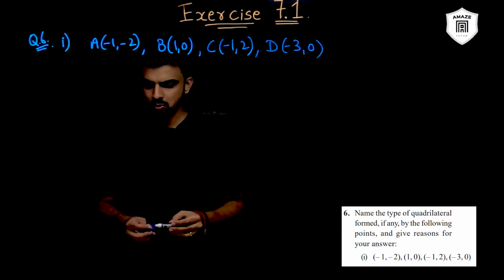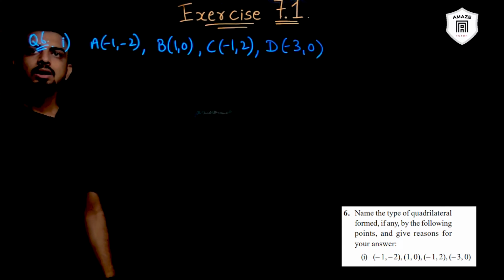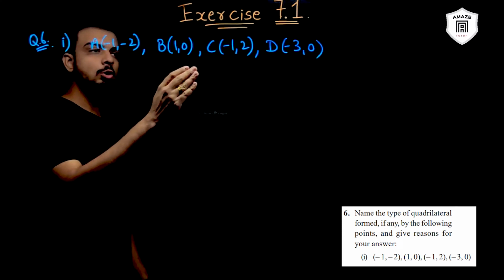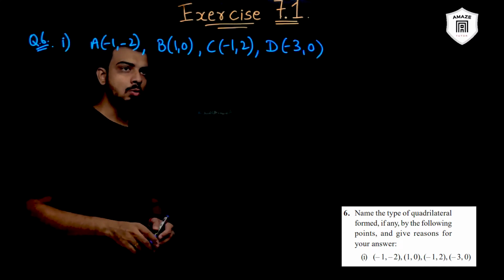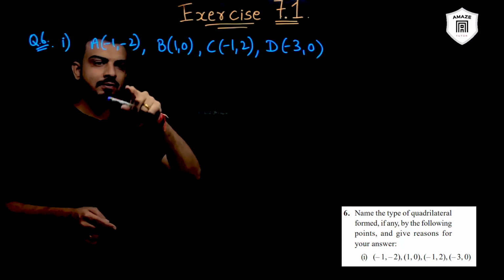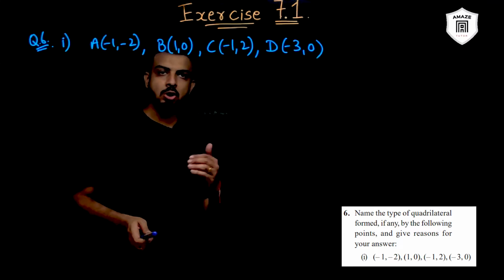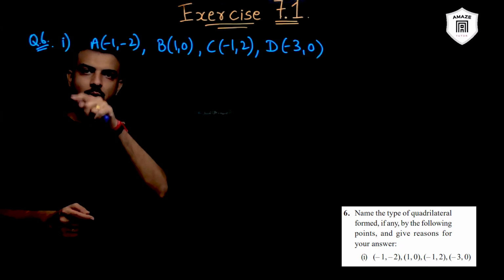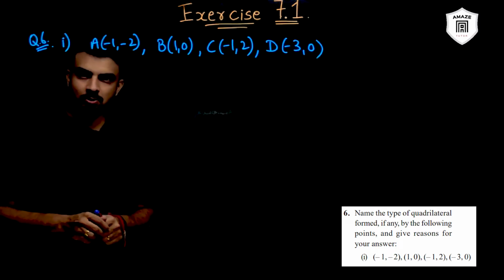Okay, now let's see what we are getting from these given points: -1 comma -2, 1 comma 0, -1 comma 2, and -3 comma 0. So these are the 4 points. Now let us figure out the lengths of all of the 4 sides, because we can have 4 sides after joining this, right? AB, BC, CD, and DA, right? So if we join all of these 4 points, we have 4 sides, right? A to B, B to C, C to D, and D to A. Let's check the length of it. Let's figure out the length of each side using distance formula, right?